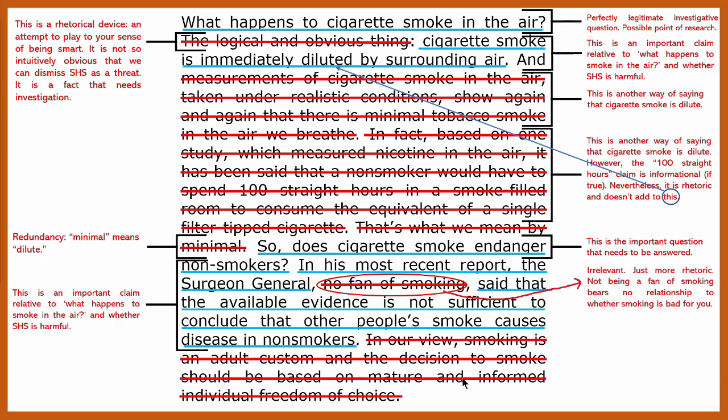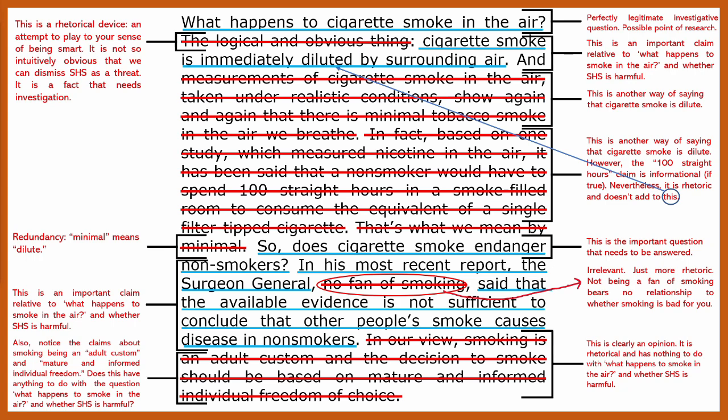More importantly, this is just an opinion. In our view, smoking is a custom and a decision that should be based on mature and informed choice. Right? Oh, great. That's great. We might even agree with it. It has nothing to do with the question of what happens to smoke in the air, and nothing to do with whether secondhand smoke is harmful for you. Right? So we notice one more thing here. The claims about custom, mature and informed freedom, again, have nothing to do with these questions of harm.